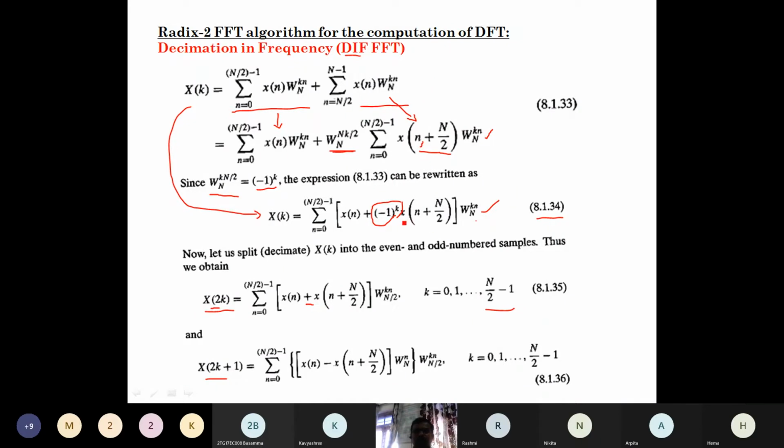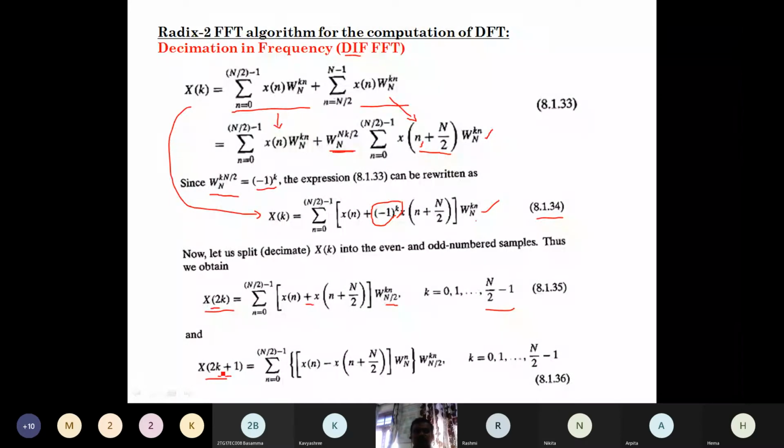So therefore it is x of n plus N by 2 and the remaining W_{N by 2} to the power k n, because we are dealing with only half the elements. That is for the even elements. Similarly, go for the odd sequence. For 2k plus 1, you are going to get it only when k ranges from 0 to N by 2 minus 1.